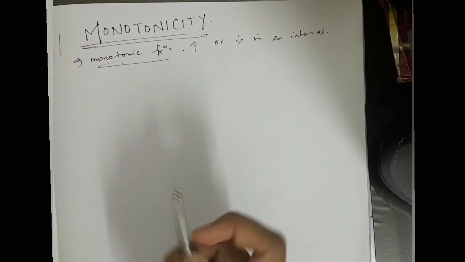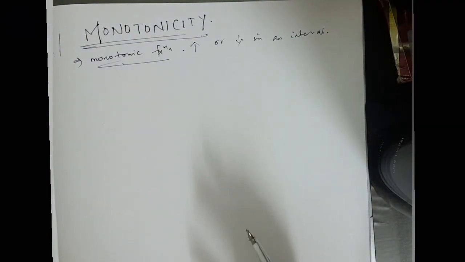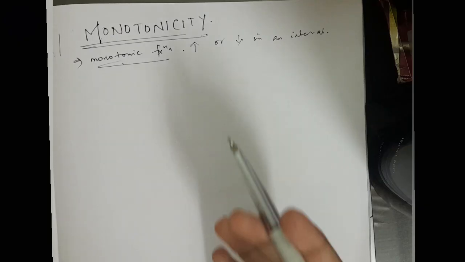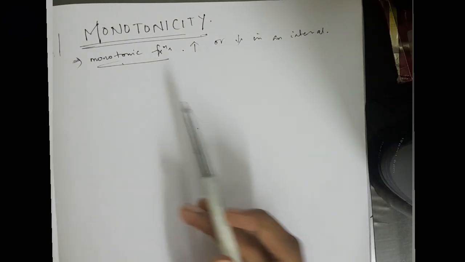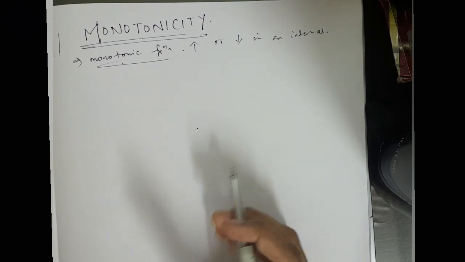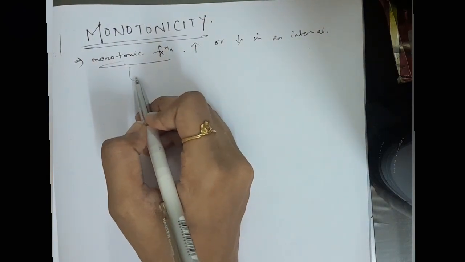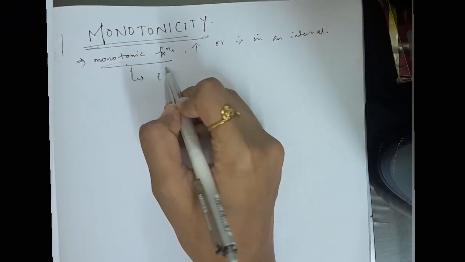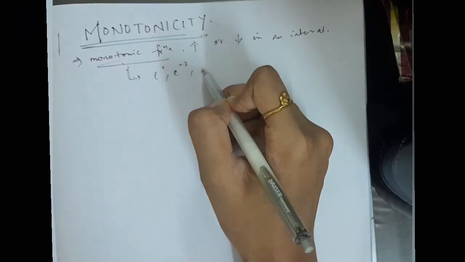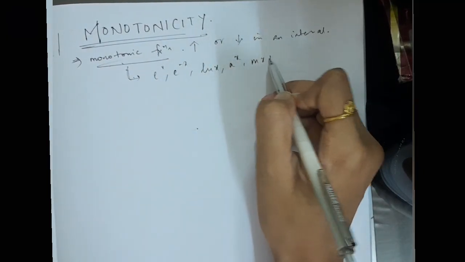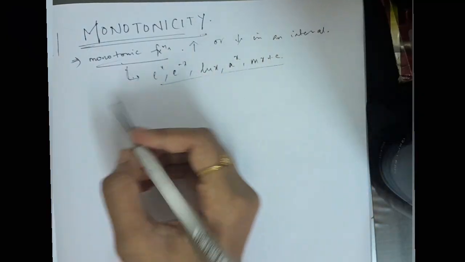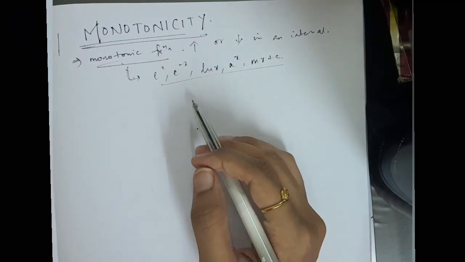Moving on to monotonicity. So what's a monotonic function? A function is said to be monotonic if it's increasing or decreasing in an interval. So for the interval minus infinity to infinity, so that's basically all of real numbers, monotonic functions would be e power x, e to the minus x, ln of x, a to the x, and straight lines mx plus c. All these will be monotonic functions as they're only increasing or decreasing in that interval.